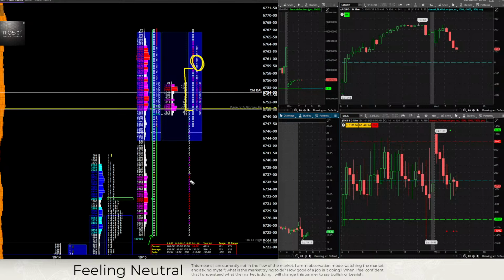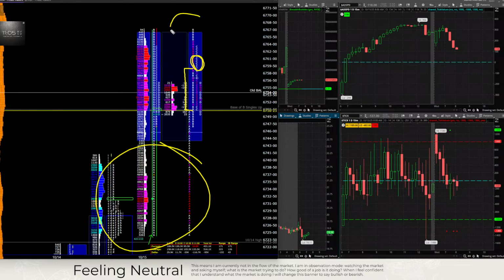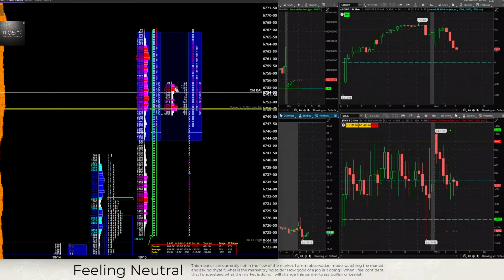Right, only one letter. Now, it's not single prints if it's at the high or the low of the day. That's a buying tail and a selling tail. It's a different thing. But if it's inside the range and it's only one letter, that's a single print. So the first of those letters is the base of the single prints.